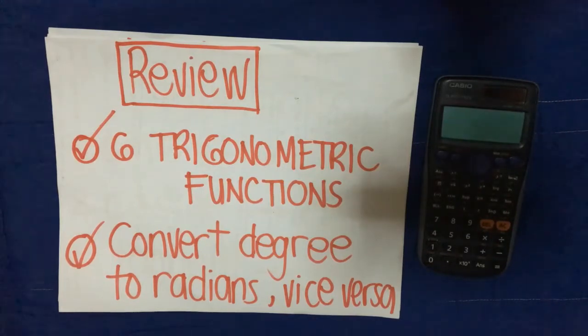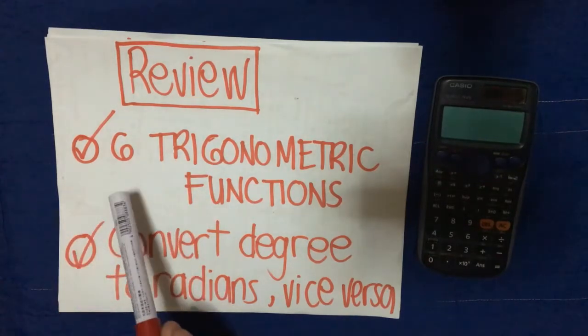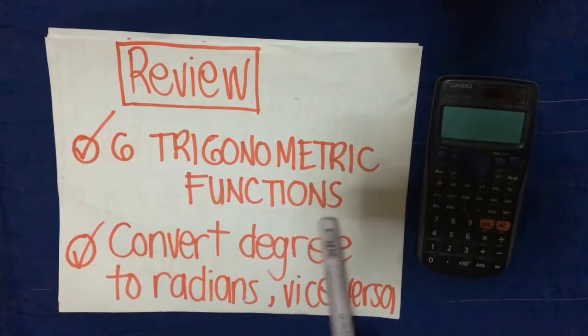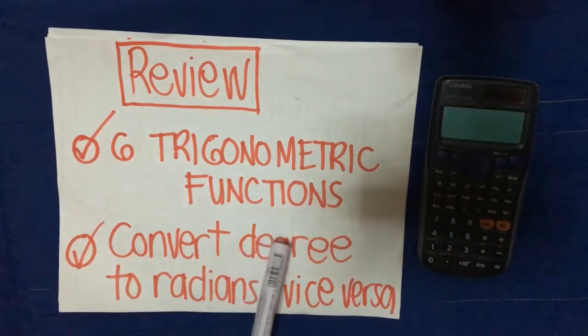So we have here two objectives in learning. First, we are going to learn about the six trigonometric functions, and the second, we are going to convert degrees to radians and vice versa. When you talk about degrees and radians, these are the units used in trigonometry or for the trigonometric function. I hope everyone is very excited to learn in this review video.